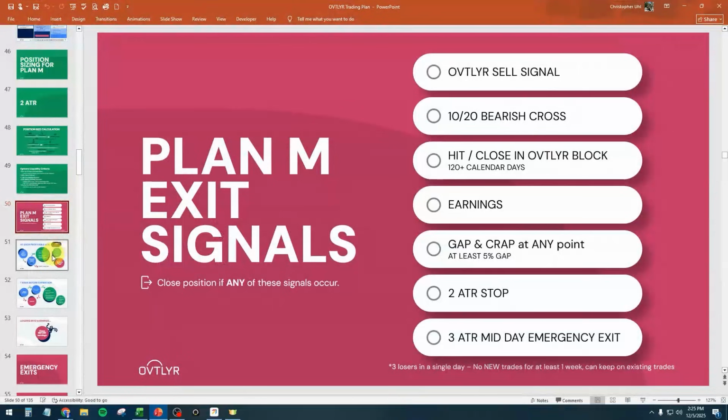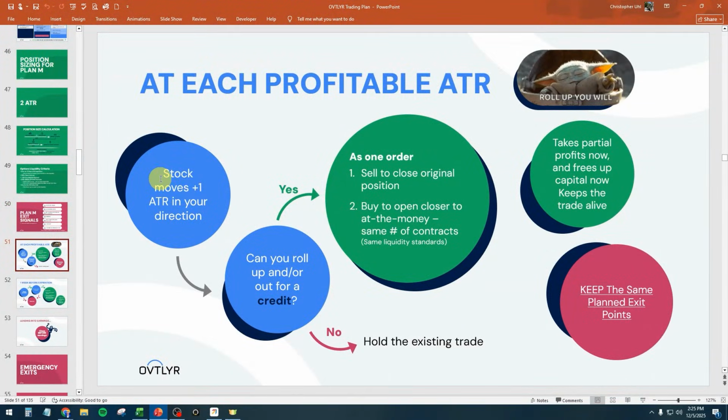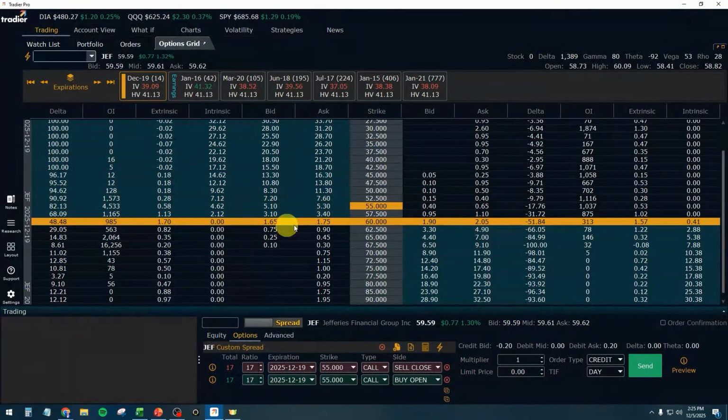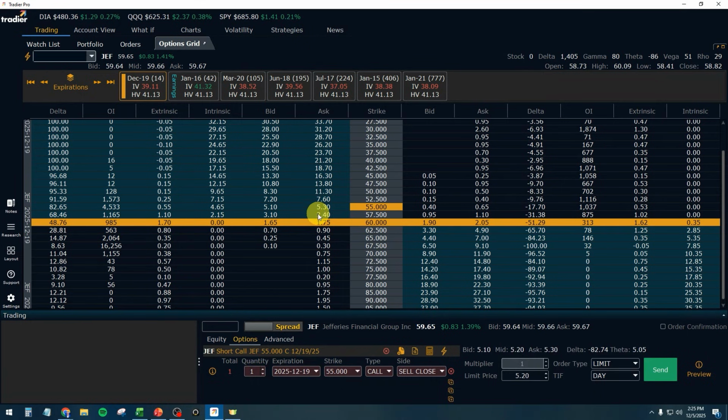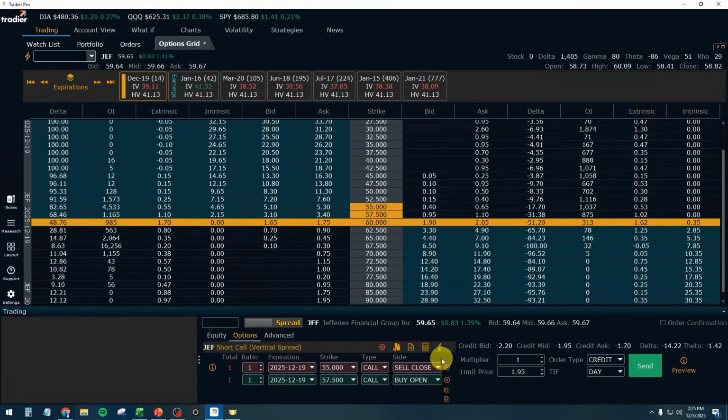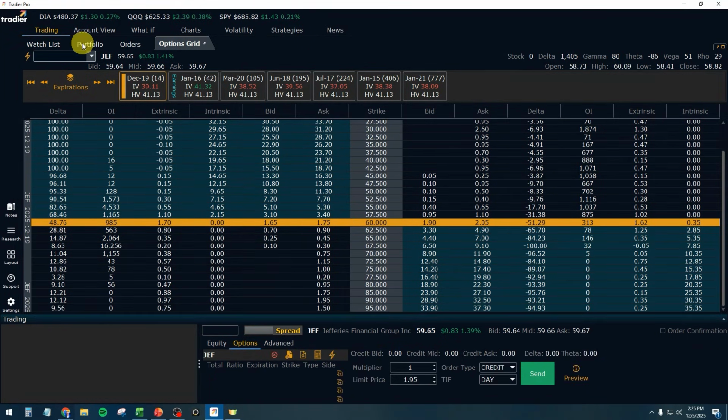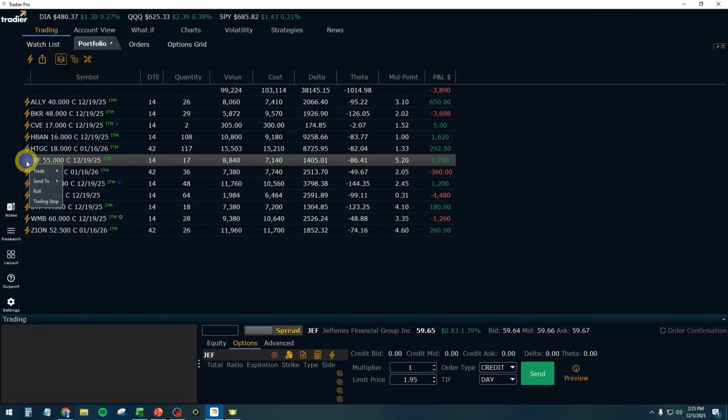So let's go over that slide real quick. At each profitable ATR, as it moves 1 ATR in your direction, you roll up for a credit. In this case, let's price it out. Moving from the 55s to the 57s, same number of contracts, same expiration. Right now, we could roll it out next week. Well, before you go ahead on that, you just said we could roll it out next week. Why would you wait till next week to roll out? Well, that's just my rules.